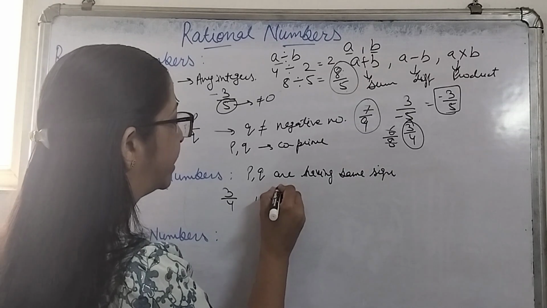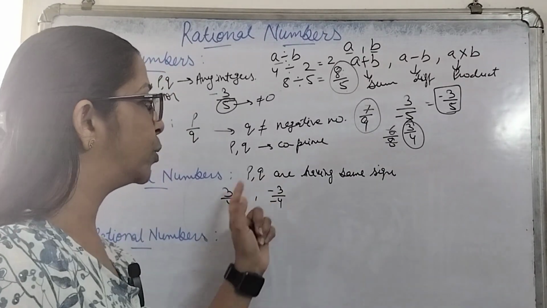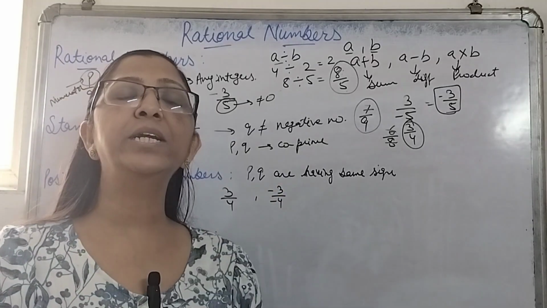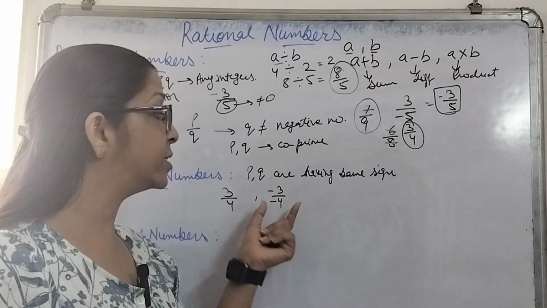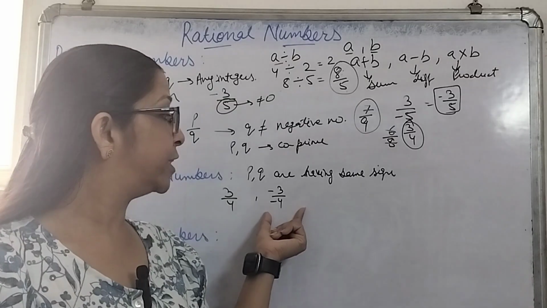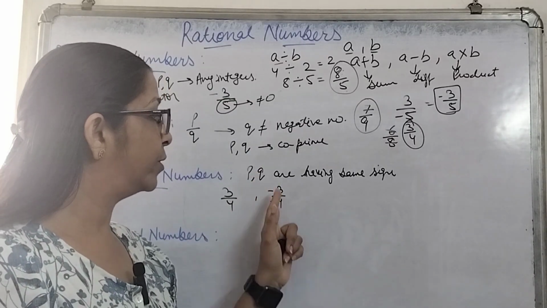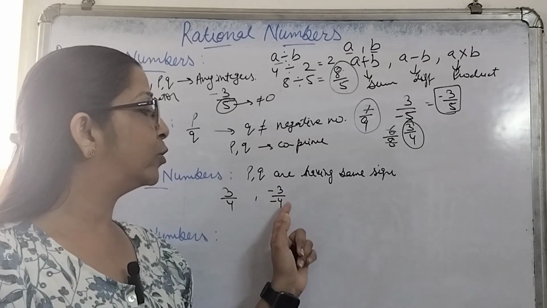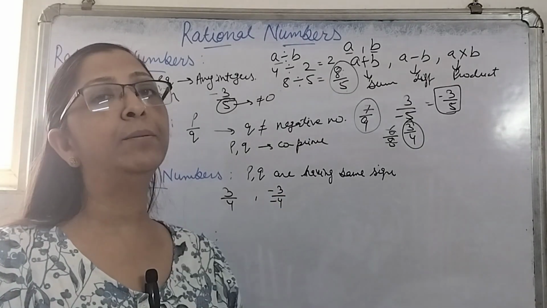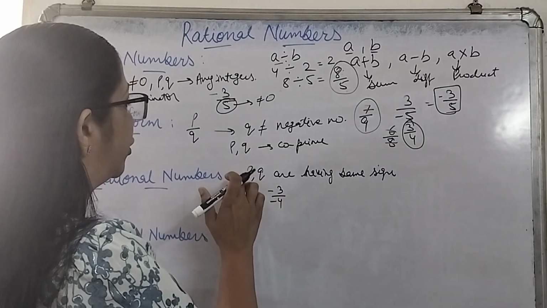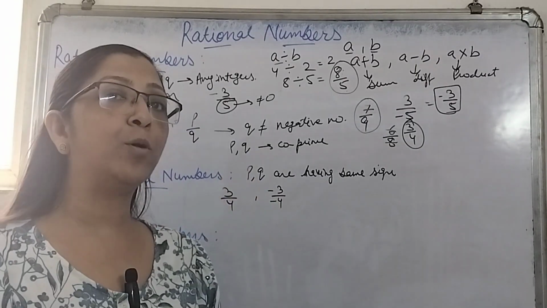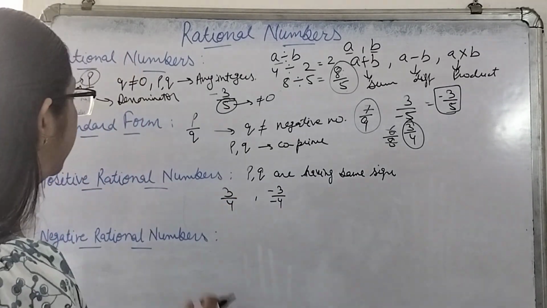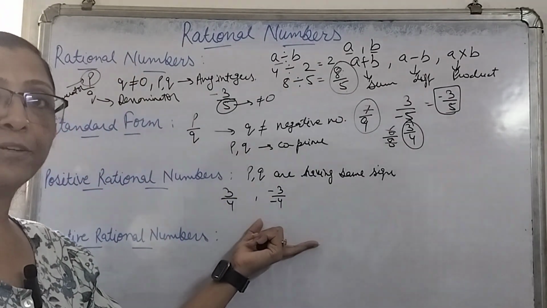If the number is minus 3 upon minus 4, then also it is a positive rational number. Because if we divide any two negative integers, their quotient is positive only. If both are negative, so the numerator is negative and the denominator is negative, and if we divide this, then the quotient will be positive. That's the reason if the numerator and denominator are both positive or both negative, we say that the given rational number is a positive rational number.